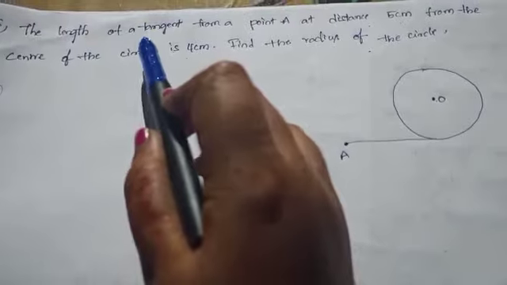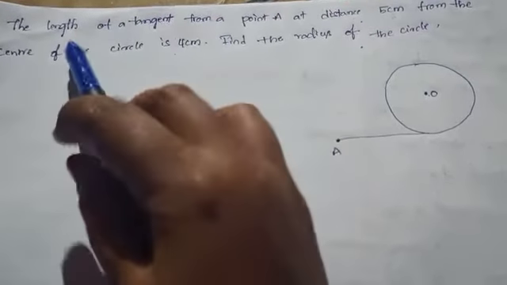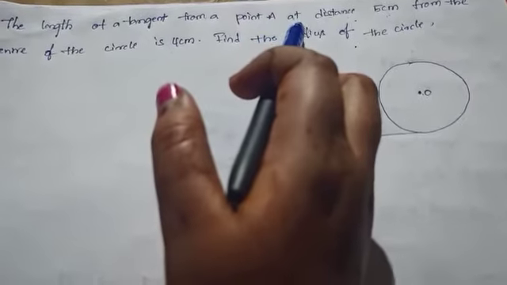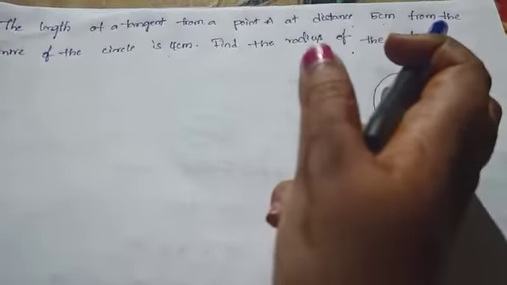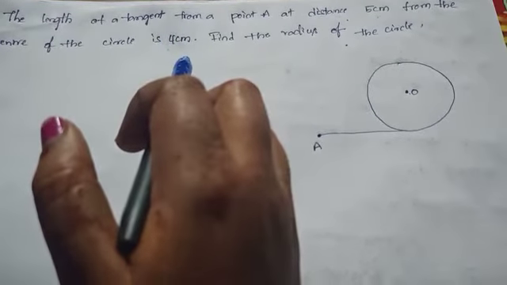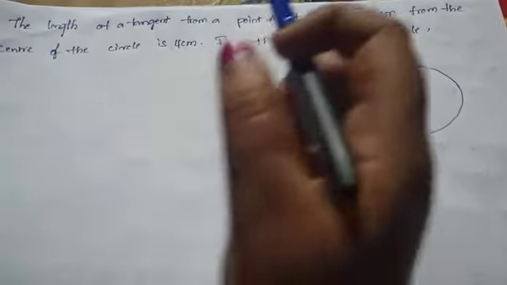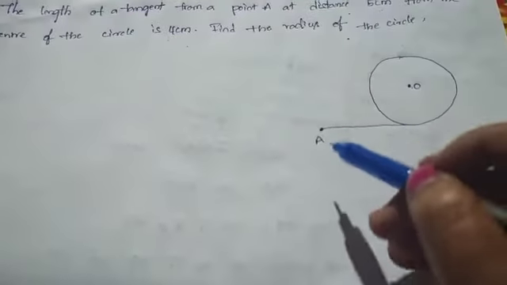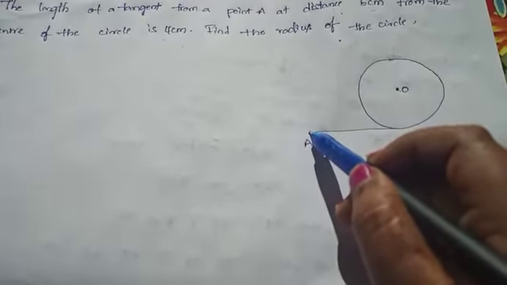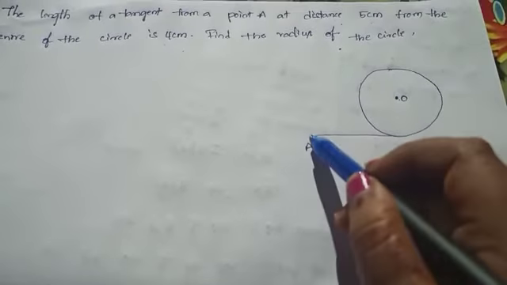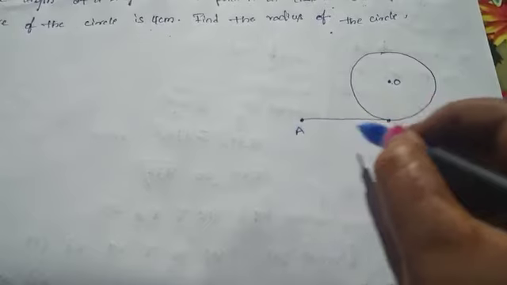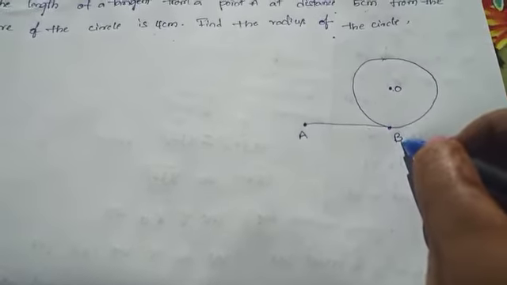Here given the length of the tangent from a point A at distance 5 centimeters from the center of the circle is 4 centimeters. Let A be the point. Draw one tangent from point A. Here AB is the tangent to the circle.